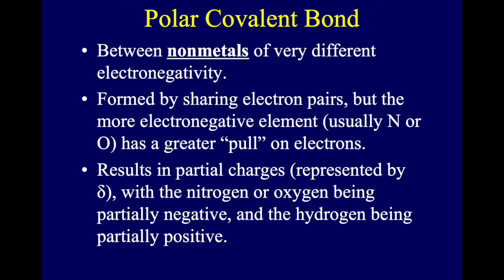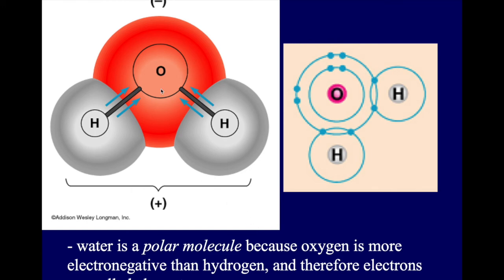You've seen this thing before, the Greek letter delta, with a minus or with a plus. The nitrogen or oxygen are partially negative. The hydrogen is partially positive. We've seen that here. Oxygen pulls harder on the electrons. These hydrogens are still connected to the molecule. They're still sharing the electrons, but those electrons get pulled farther here, which gives us a partly negative charge on the oxygen and partly positive charges on the hydrogens.